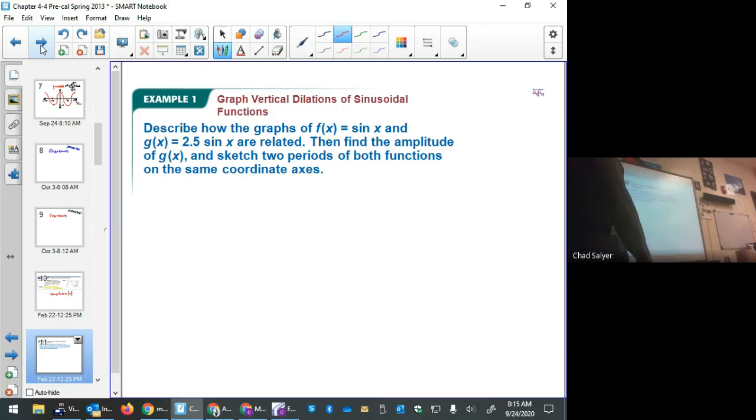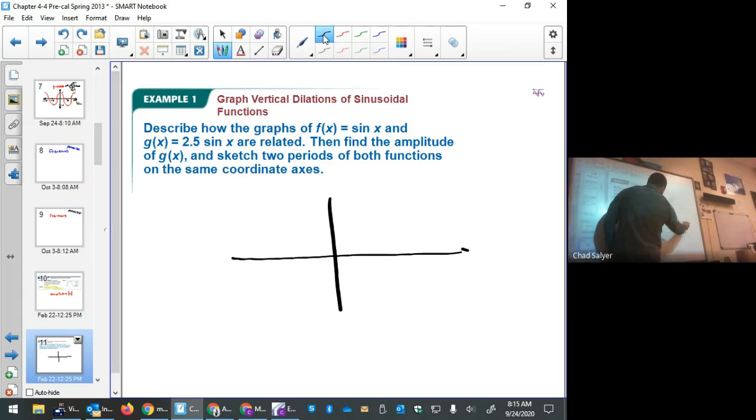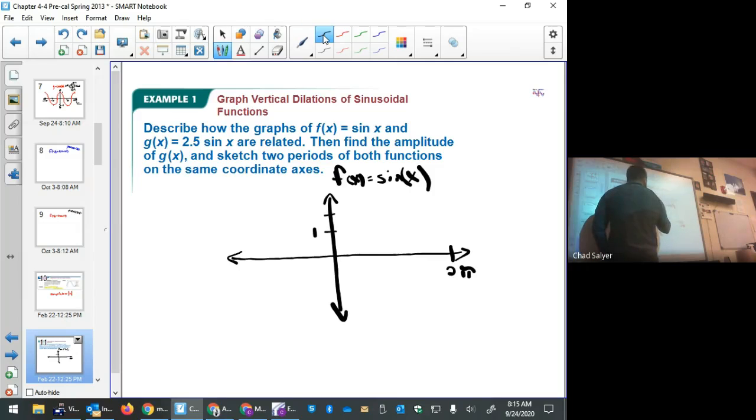So let's describe two graphs, sine of x and 2.5 times sine of x. We're going to sketch both functions on the same axis. And two periods, it says. So we've got f of x equals sine of x. So we need 1, we need 2, and we need 3 in this case.